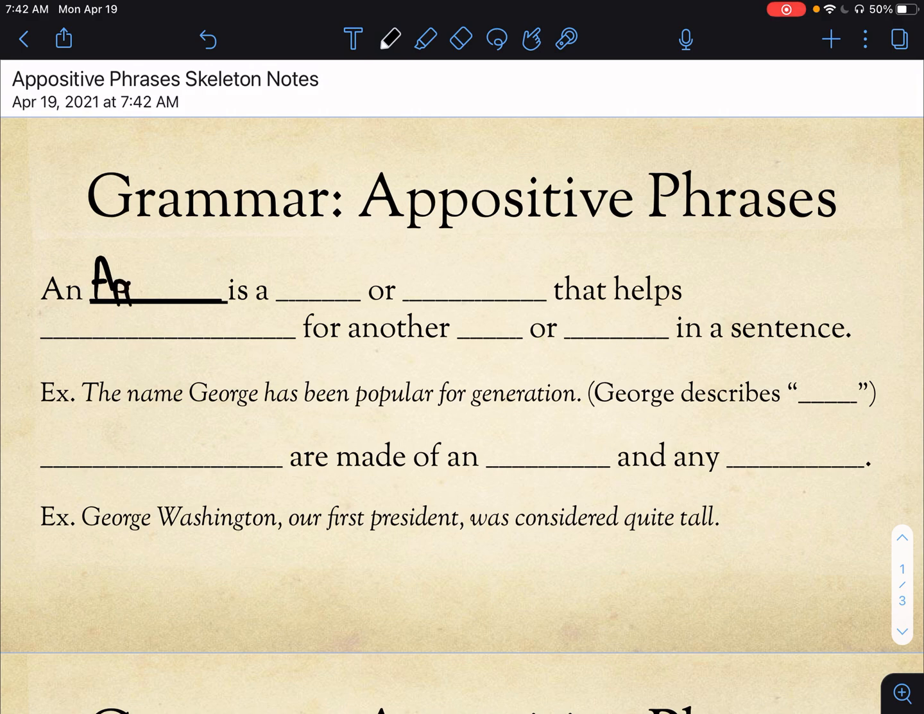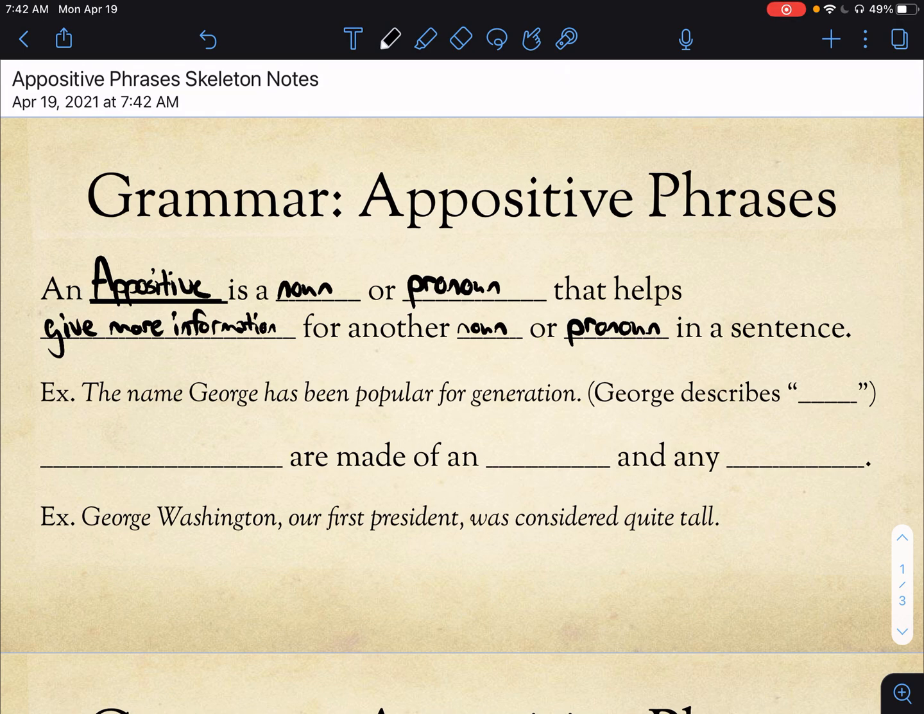So first of all, an appositive is a noun or pronoun that helps give more information for another noun or pronoun in a sentence. That sounds kind of familiar because the name of the game is really giving more information, just like with our other types of phrases such as prepositional phrases.